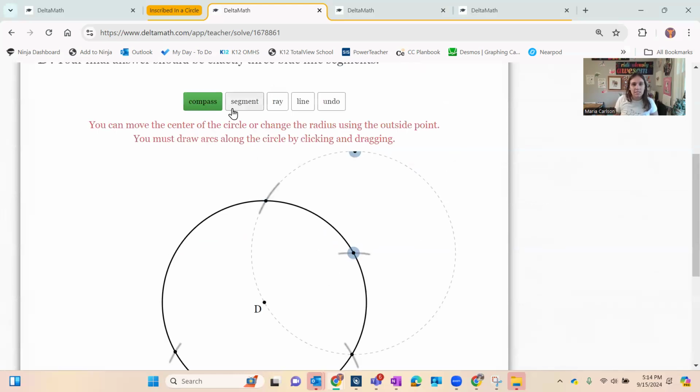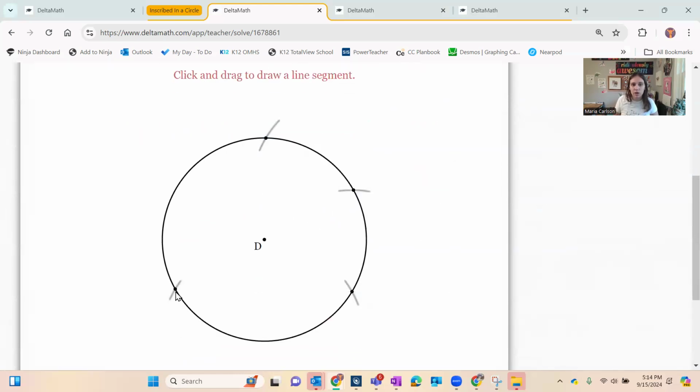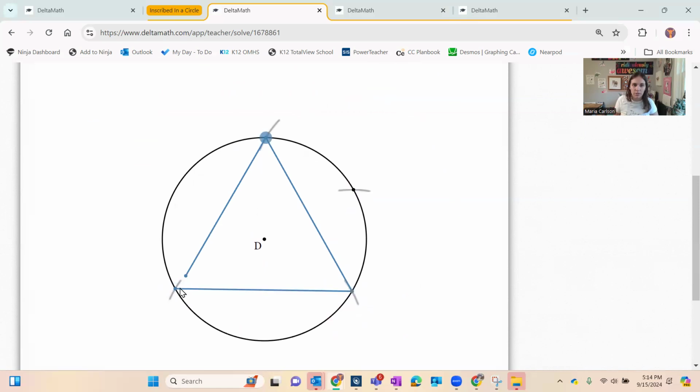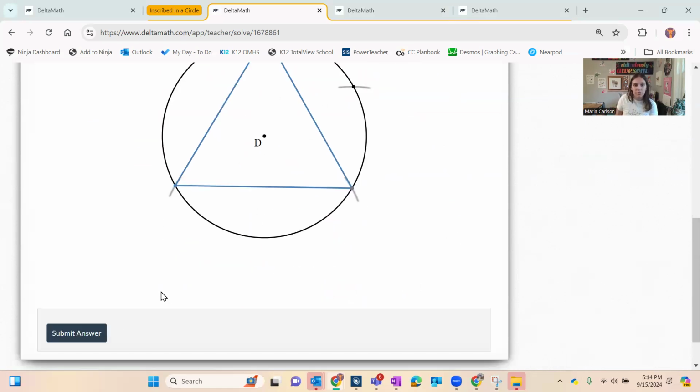So we will use the segment tool to construct the sides from each of these intersecting points on the outside of the circle. And this is an equilateral triangle.